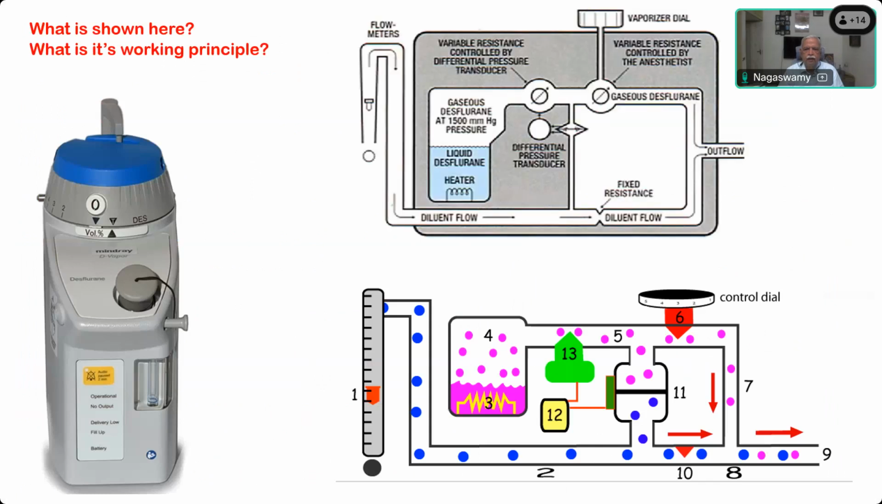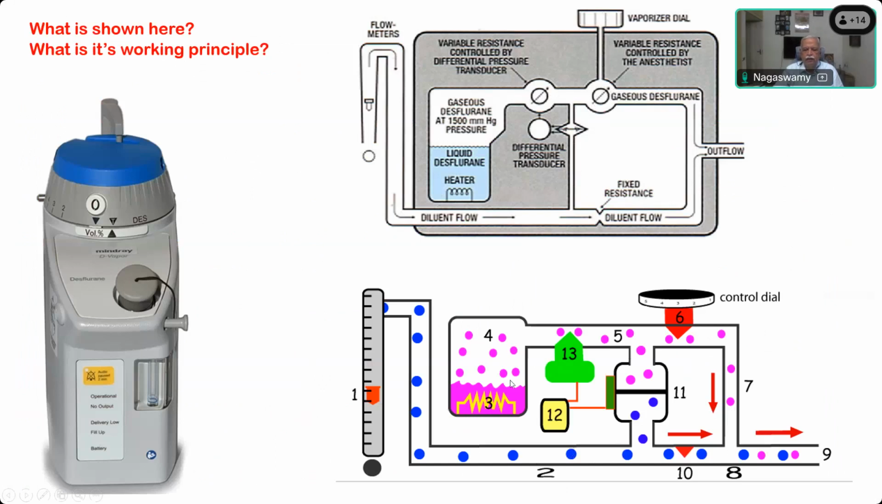As we have seen already in the last class. You can see here the fresh gas flow from the flow meter. So there's fresh gas flow coming and going in a separate channel. And this is the liquid desflurane, which is heated, comes in a separate channel, and then there is a differential pressure transducer. This is mainly to adjust the volume. So you have the variable resistance device. This is the dial setting which is connected to that. So the amount of vapor which is going to come and join here will be decided.